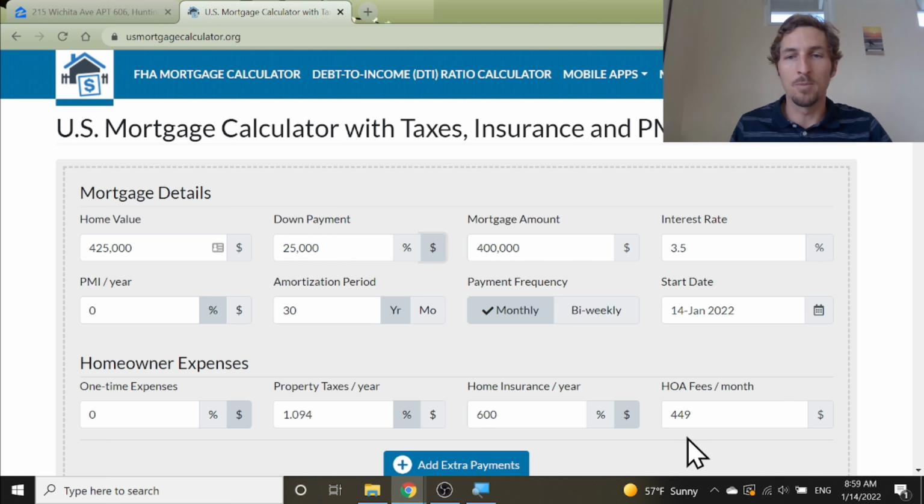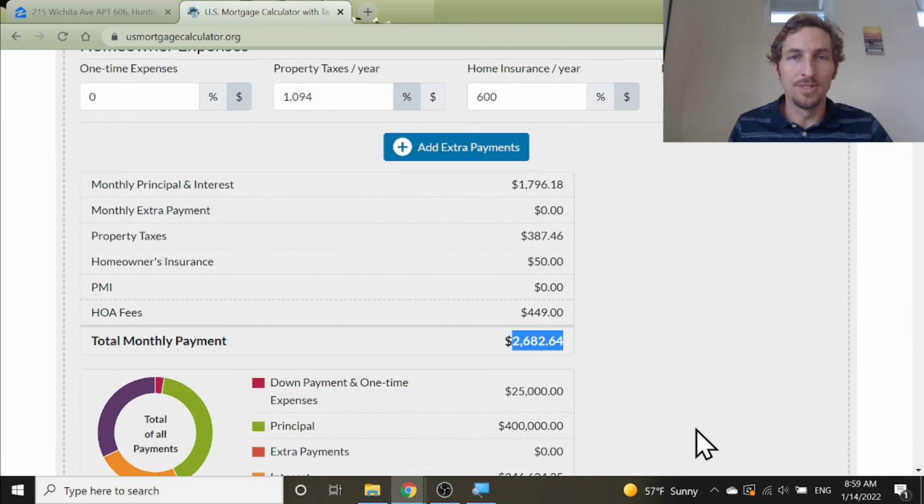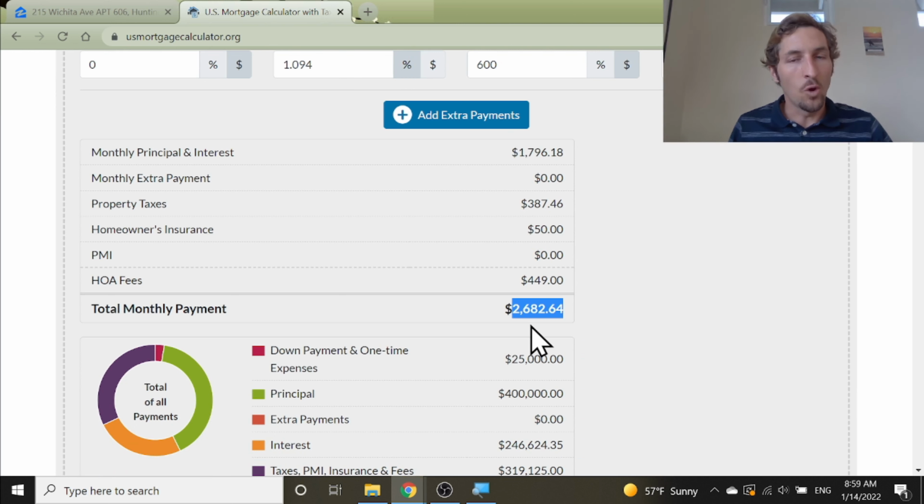So $449 per month. Now, given all these variables, how much are we going to pay per month on this particular property? Well, we scroll down and we see that number's right here. The total monthly payment is $2,682.64. Like I said, I like how they break that number down into all the different categories too, so you see what you're paying for every month.